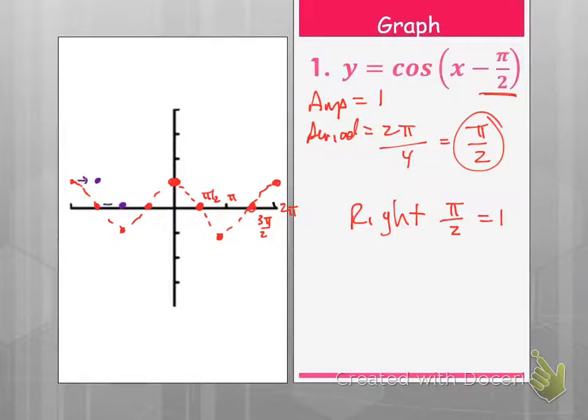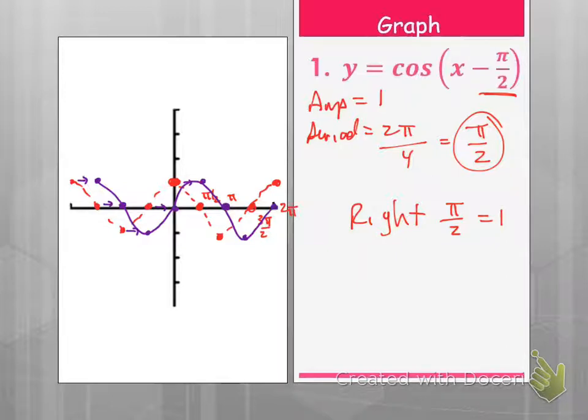So this guy gets moved over, this guy gets moved over, so does this one, this one, this guy, this guy. So now we're just following a pattern, and we get a new curve that looks like that. Okay? Again, we shift it to the right because we're subtracting. Okay? And that's it. We're done.